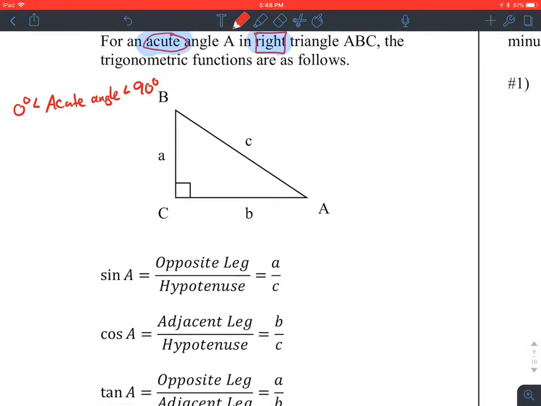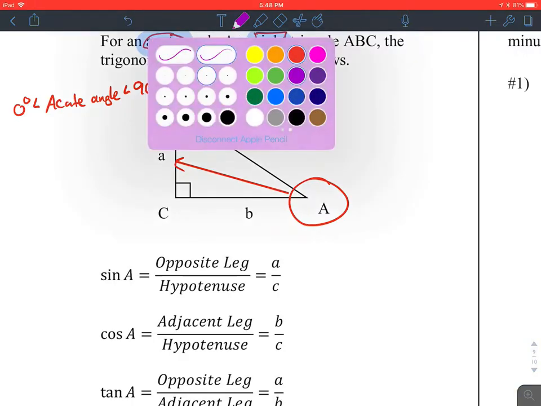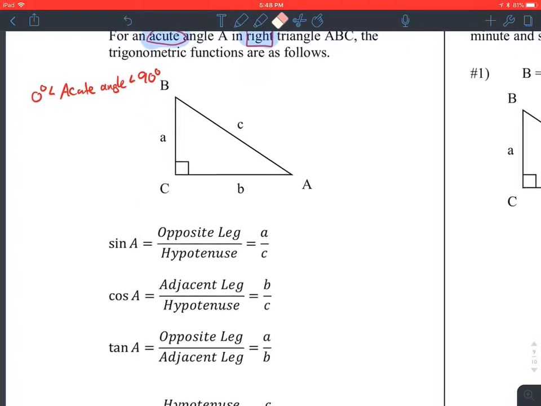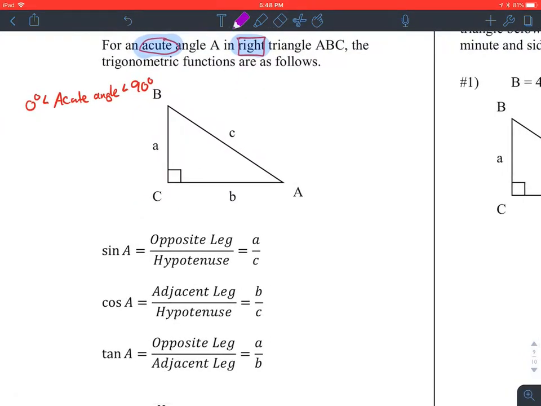So before we get into the trig functions, notice in this right triangle, angle A, the side opposite of it, is side A. Sides are lowercase letters, angles are uppercase letters. Opposite angle C is side C. Opposite angle B is side B. That is not a coincidence. So we're focusing right now on the acute angle A.